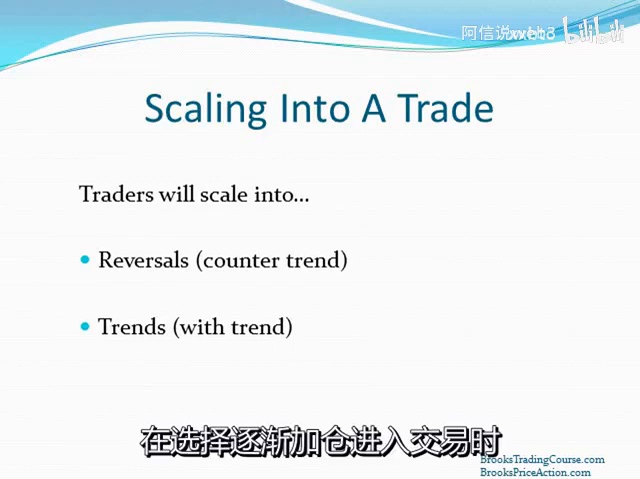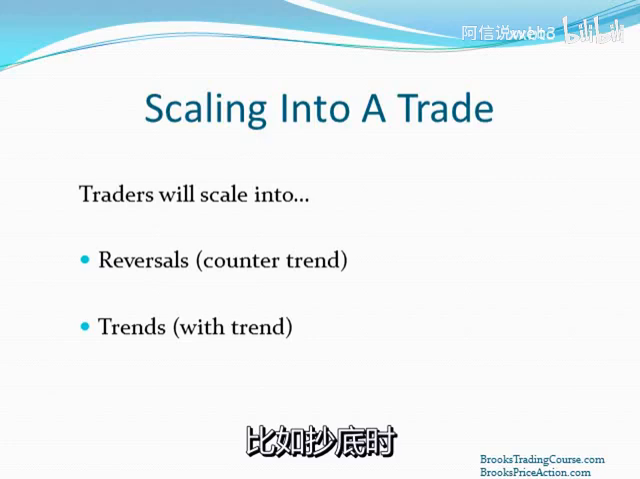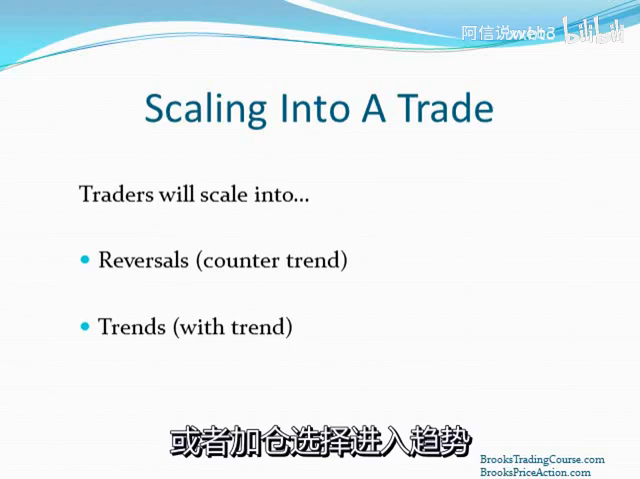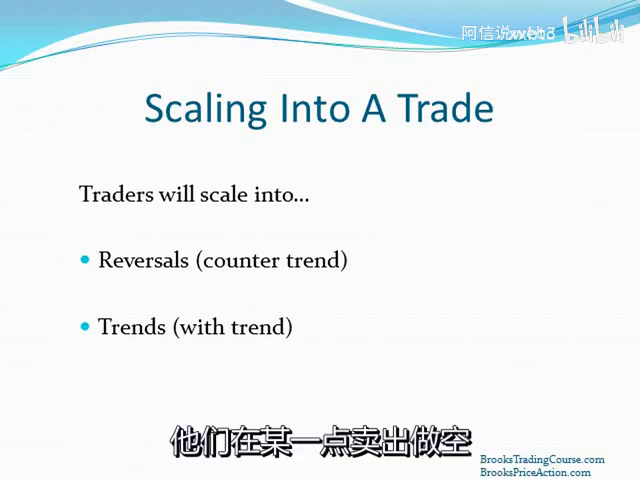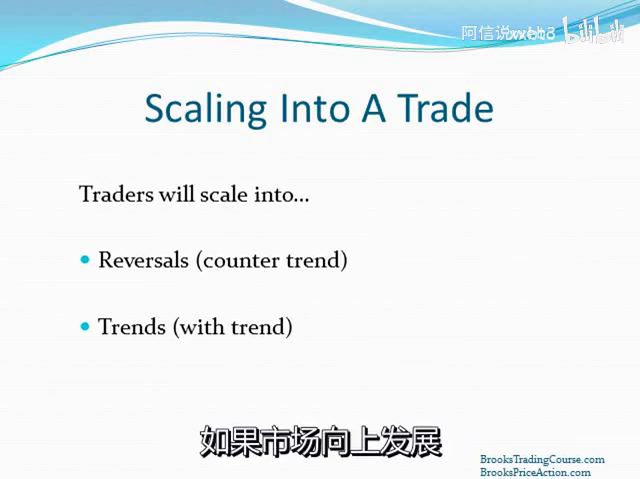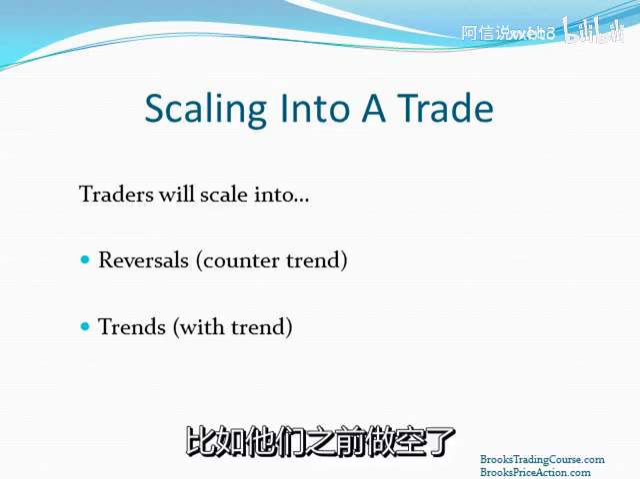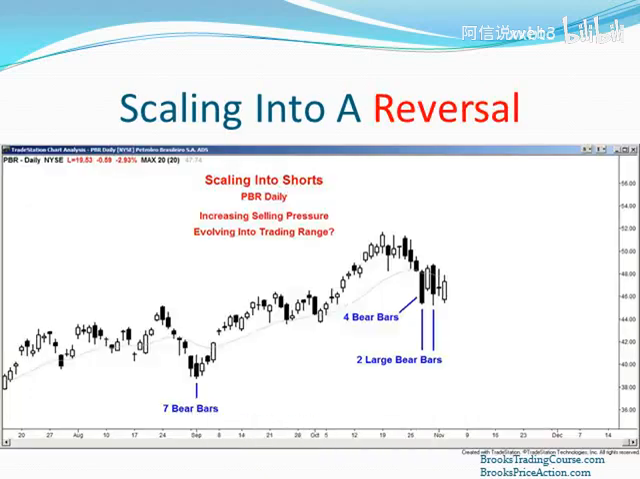When traders scale into trades, they can scale into reversals. For example, if they're bottom picking, they can buy. If it goes lower, they buy more. Or they can scale into trends. So if the market is falling and they're looking to short, they short, and it goes against them some more, they short some more. Or they can scale into a trend that's going their way. If they short and the market continues to fall, they can short more at a lower price, building a larger position.